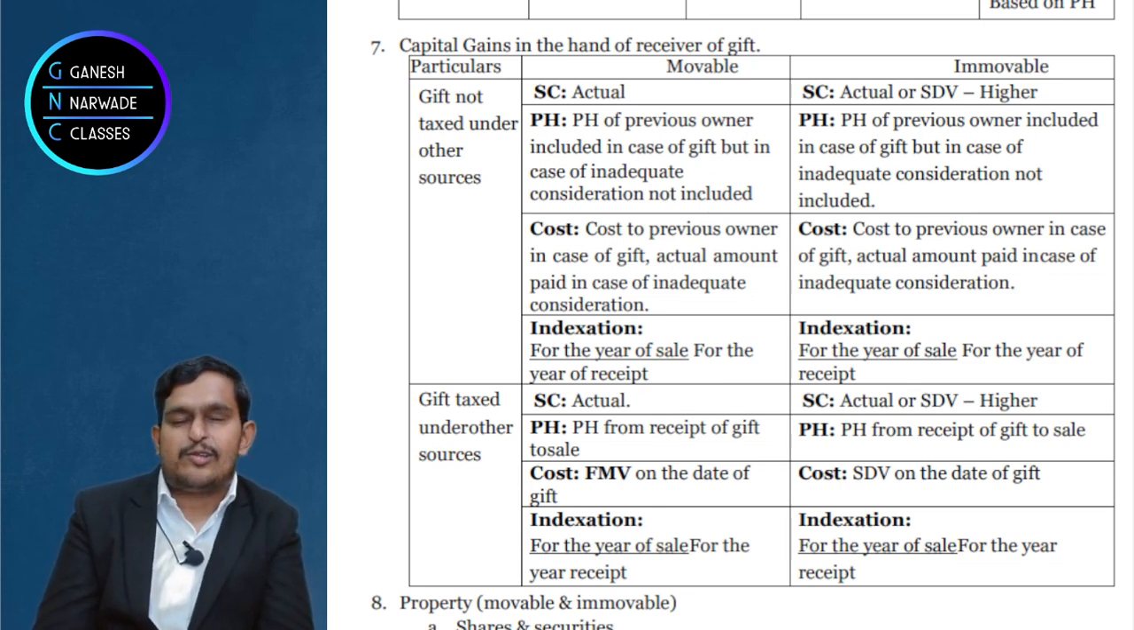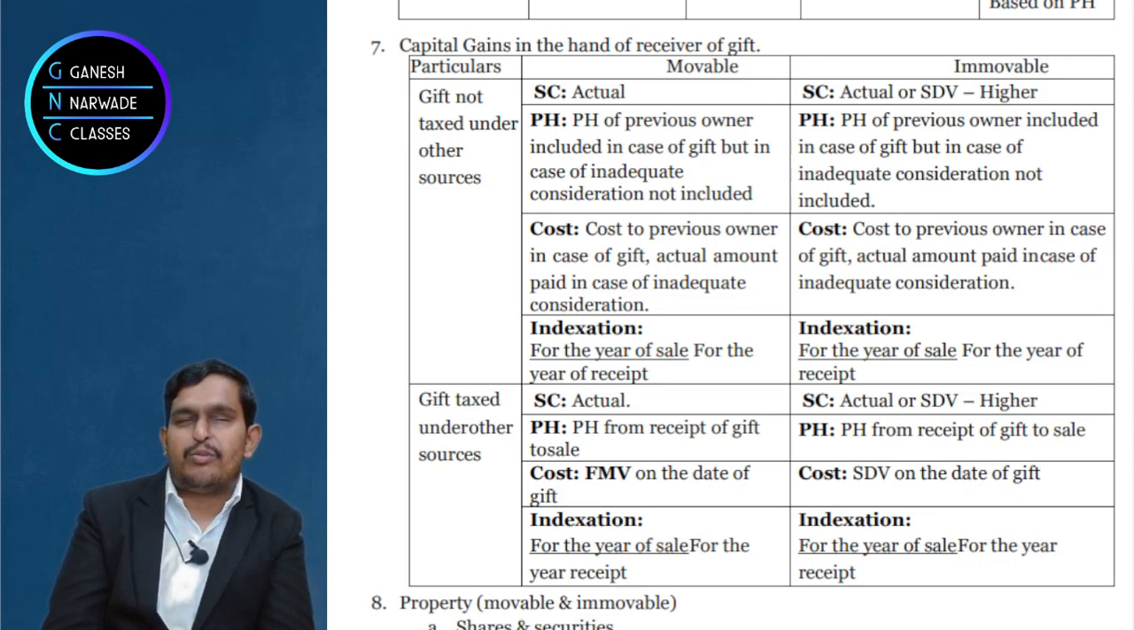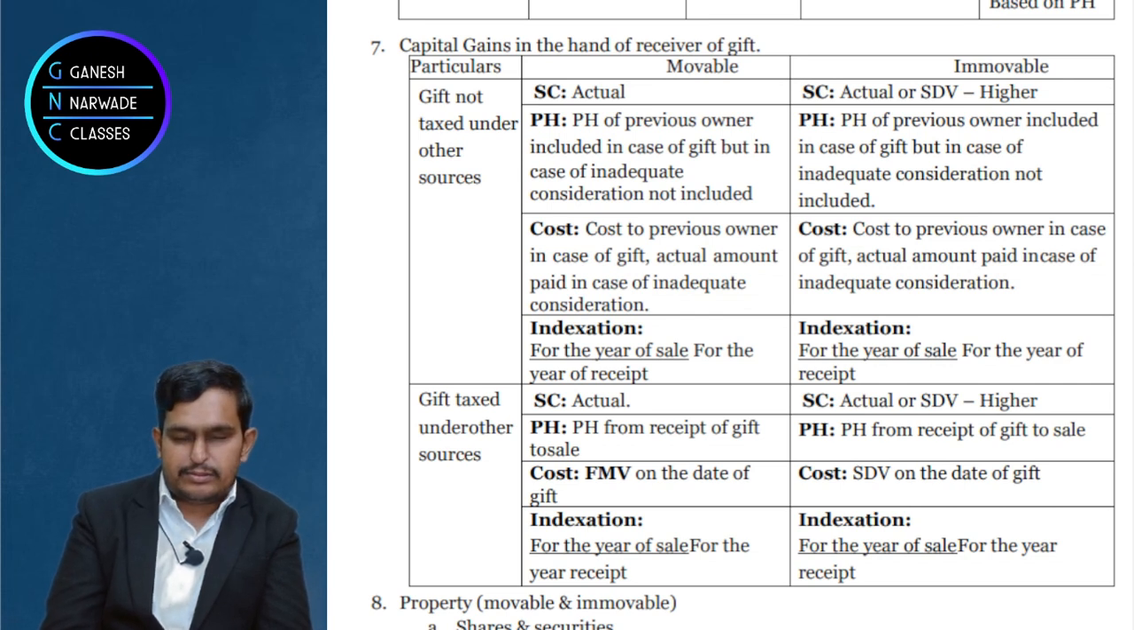Okay, this is how you should understand it in case of movable property. Any doubt? When we practice, you will get more clarity. Okay, correct? Very good. Suppose, for example, you purchased it for inadequate consideration. One more case I'll tell you, but you are not taxed under other sources. Then the cost will be whatever you paid. That you have to take as cost. Why worry? Nothing.